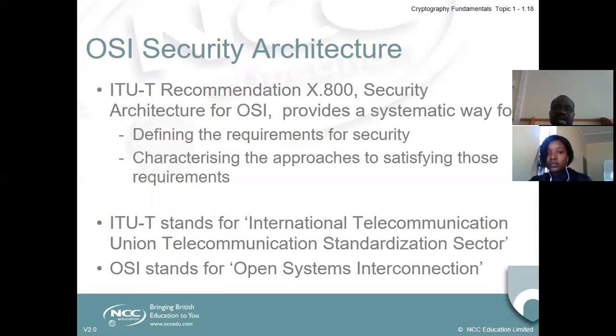Then OSI security architecture, Open Systems Interconnection security architecture, ITU-T recommendation X.800, Security Architecture for OSI, provides a systematic way for defining the requirements for security and characterizing the approach to satisfying those requirements.